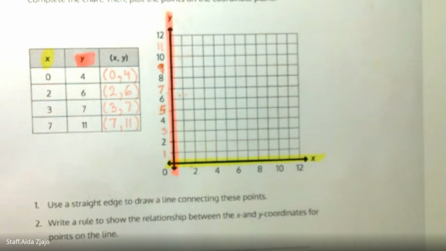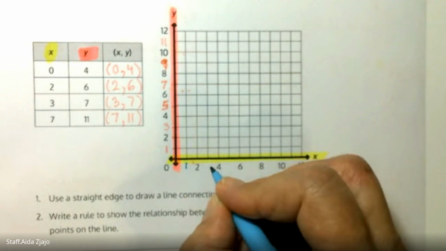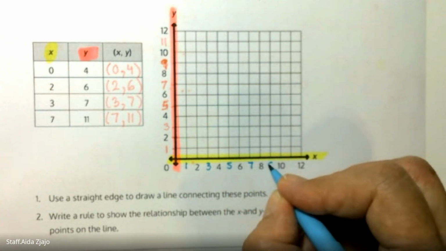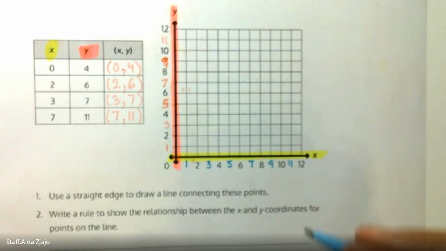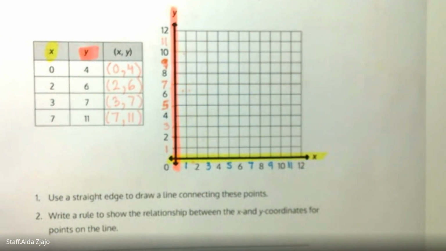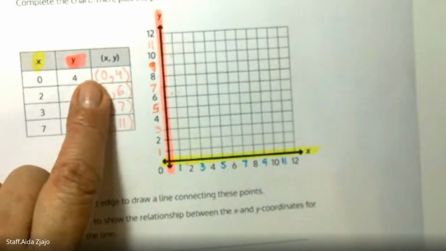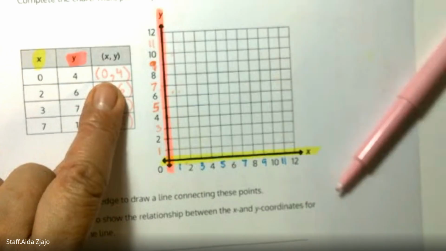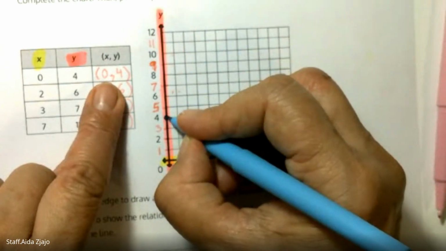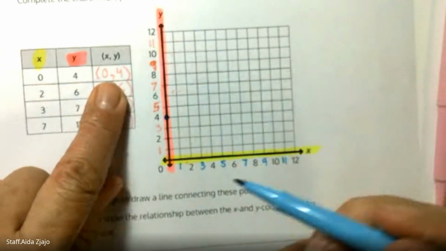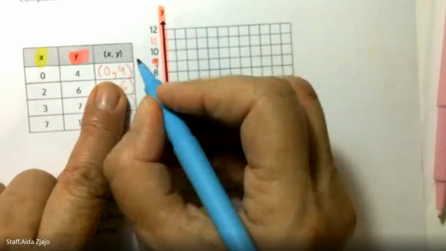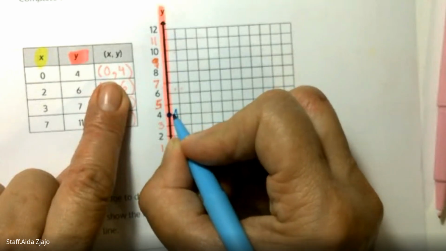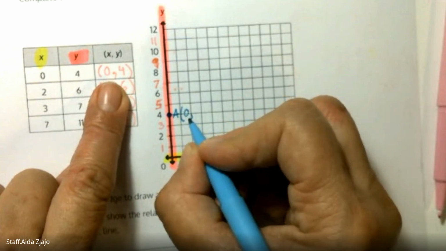It's the same thing on this one. So 1, 2, 3, 4, 5, 6, 7, 8, 9, 10, 11 is missing. All right. So for 0, 4 we go 0, 1, 2, 3, 4. Here's the point. So I'm going to take the blue, and this is a point. I like to label my points, so let's label it A. So it's 0, 4.